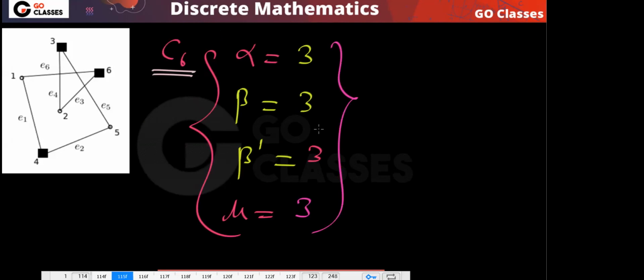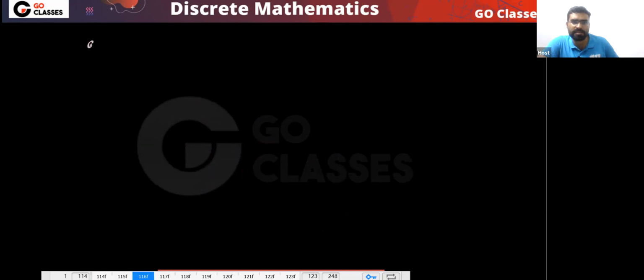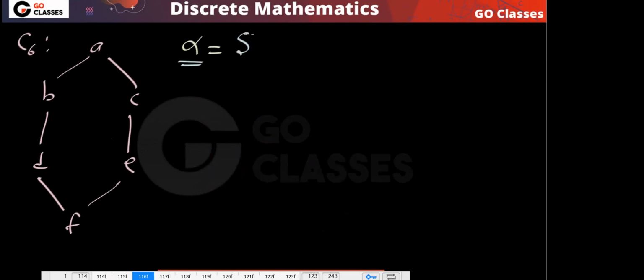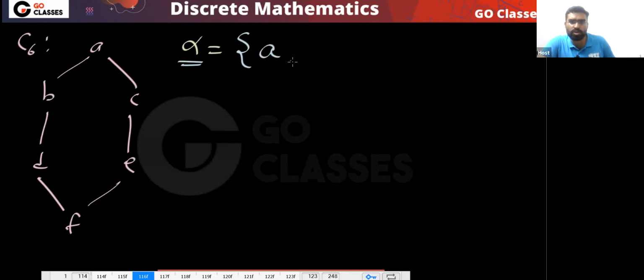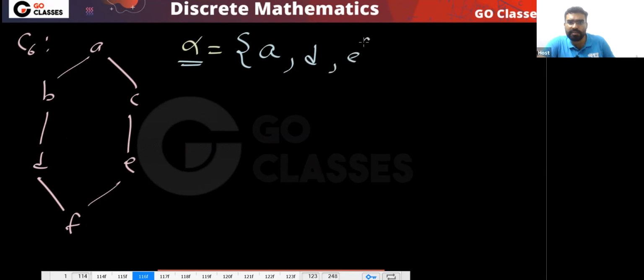The alpha beta I understood. The beta dash and mu I do not understand. This is C6, with vertices A, B, C, D, E, F. Now in this C6, let's find out what alpha is. Alpha means largest independent set. If you take A, then you cannot take B or C. Then you can take D, and then you can take E. So alpha will be equal to 3.